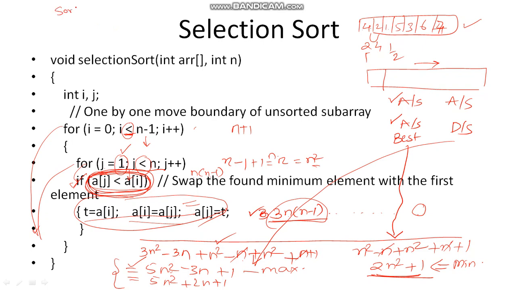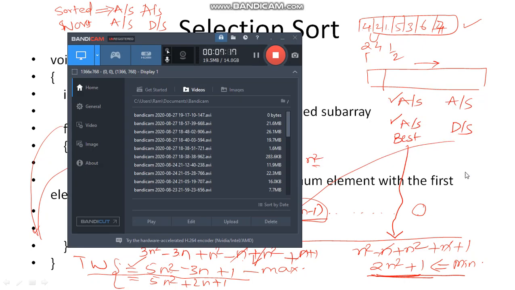Again, a sorted array. Which sorted? If you want to sort in ascending order and the input is also in ascending order, it is the best case. The worst case is when you want to sort in ascending order and the input is given in descending order. The time for the worst case is 5n square minus 3n plus 1, and the time for the best case is 2n square plus 1. Best case means the time required is lesser.